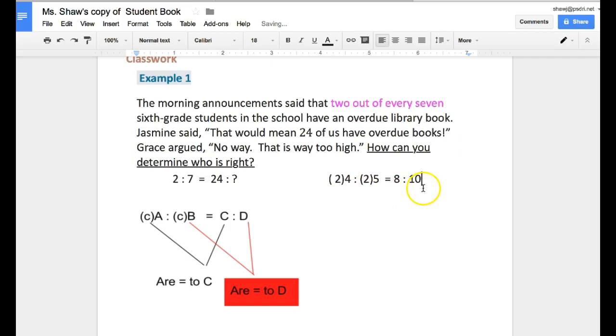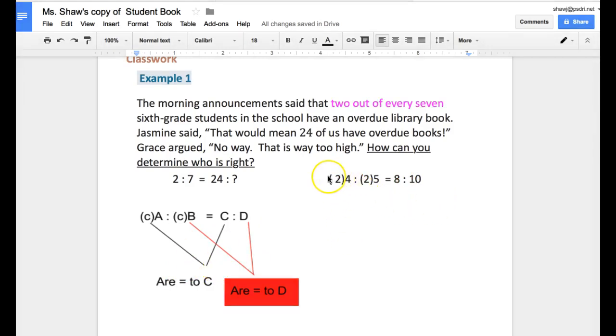And that's how we know that we have an equivalent ratio, because 2 times 4 is equal to 8, and 2 times 5 is equal to 10. And that's based on the information we have here, that we have equal ratios.